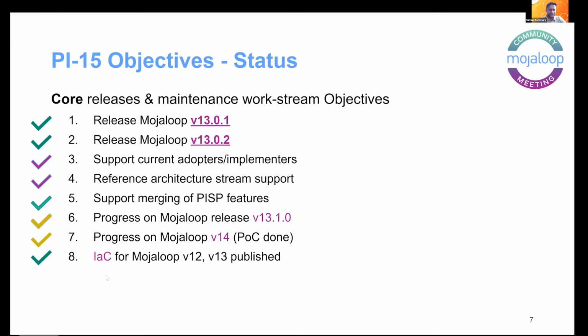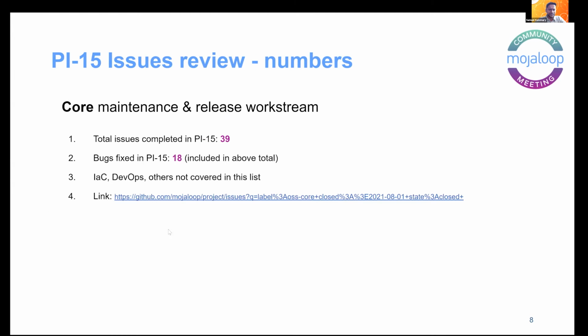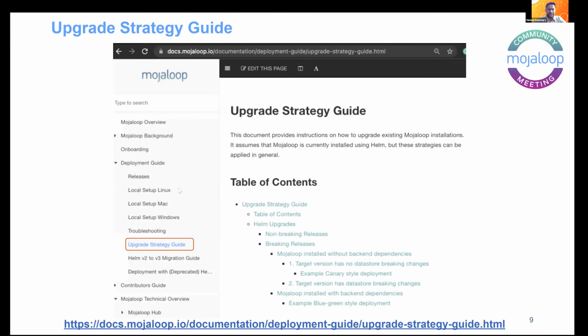The 2 items here in yellow, we have those in progress, version 13.10 of Mojaloop and V14. There's a POC that is finished, but the actual release candidate itself is still in the pipeline. And then we have infrastructure as code for Mojaloop V12 initially published, which also has support for version 13 now. Some numbers here, I provided a link here if you want to look at the issues covered. Were about 18 bugs fixed and close to 40 issues resolved. And with that, I'll stop sharing and pass it to Miguel to start with update strategy and go into Mojaloop releases. Thank you.